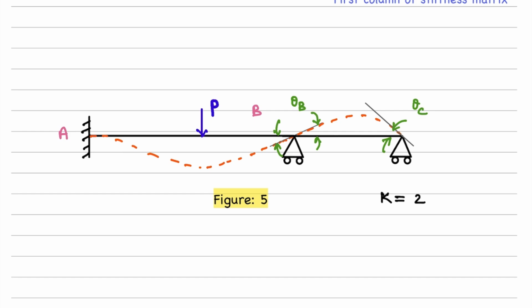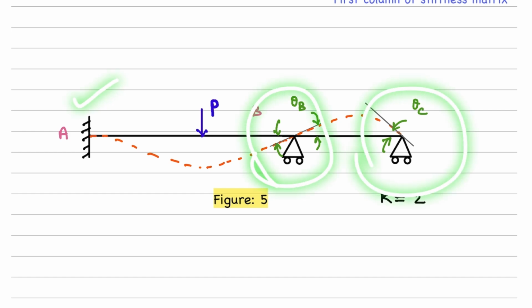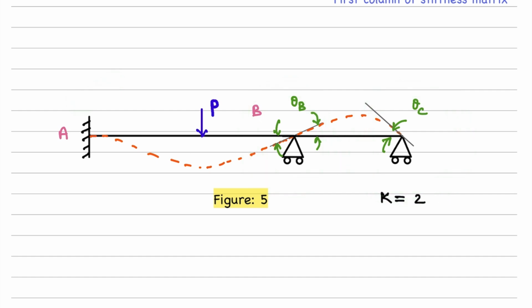Here we have two spans, AB and BC, all right? Now, because of the application of load, the displaced profile will be something like this. This end is a fixed support, right? So there is no degree of freedom possible here. What about these two rollers? Let's first talk about the roller at the right hand and then we'll go to the roller at location B. Now here, just rotation is possible. So theta C I am representing here.